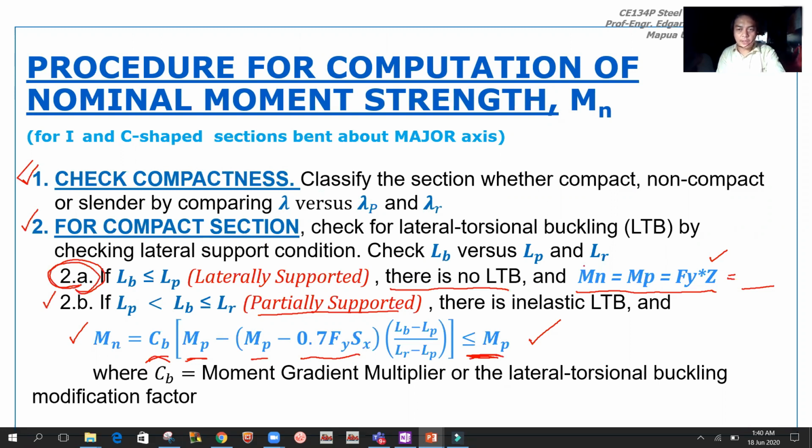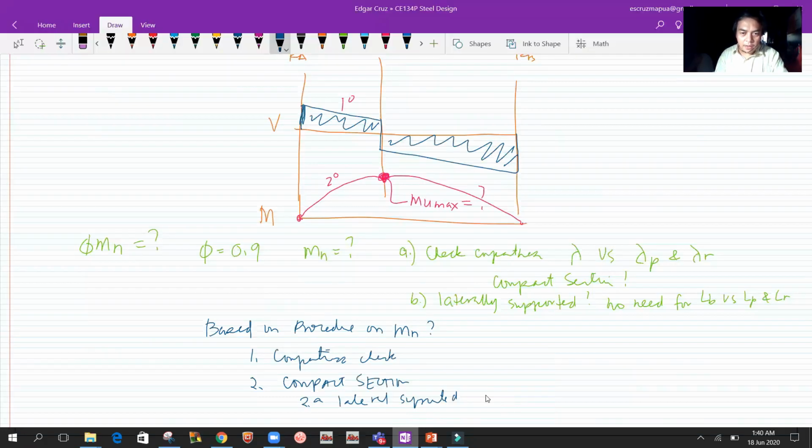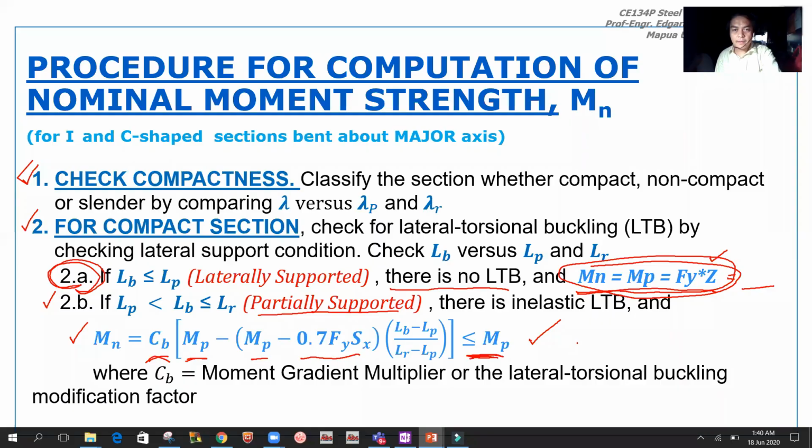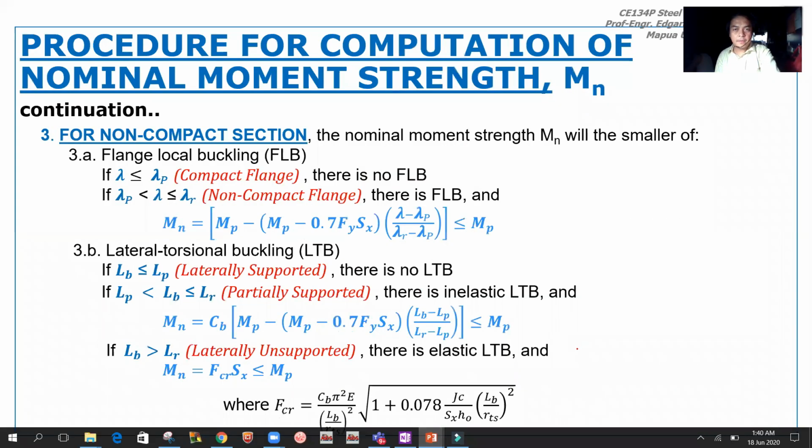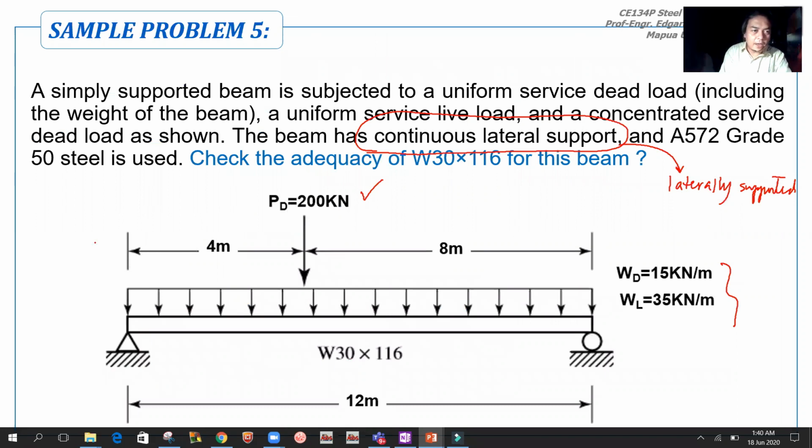So, anong MN dyan? So, ito yung MN niya. MN is equal to MP is equal to FYZ. So, yan na yung gagamitin natin. So, therefore, our MN is equal to MP is equal to FYZ. Okay, yung FY given naman sa problem, tama ba? Given naman kasi ito yung FY 50 KSI. Okay, so given yung FY, ano yung Z?